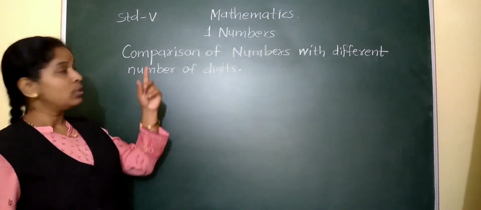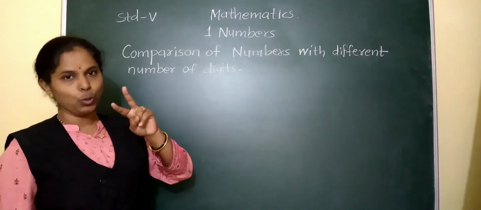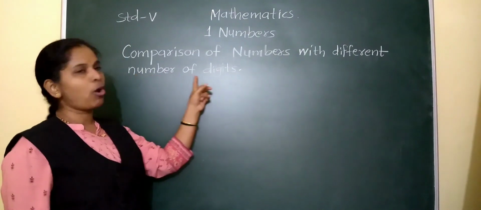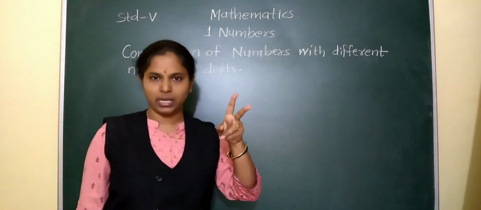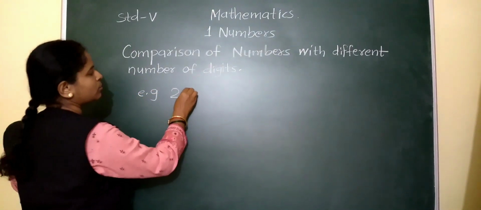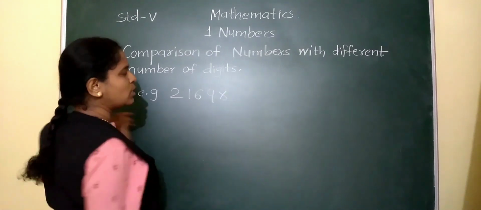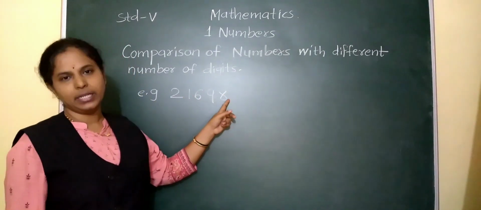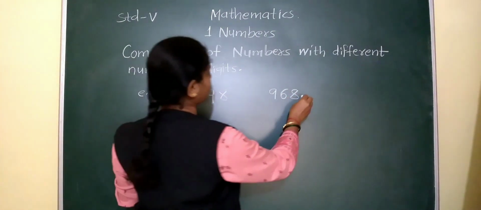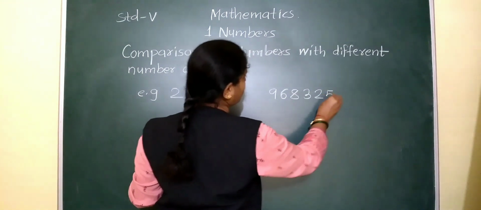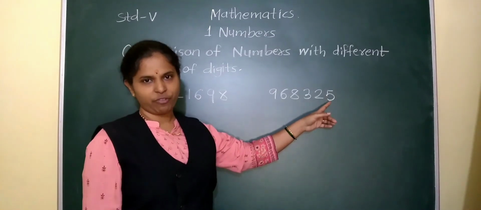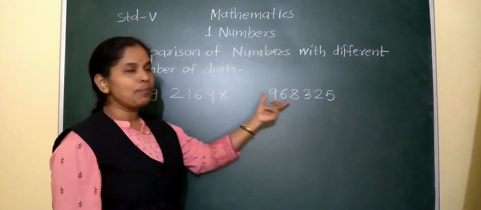See here, now how to compare the numbers? There are two methods. In that first one, comparison of numbers with different number of digits. Suppose two numbers are given. Okay, for example, see here. This is one number, 21,698, and the other number is 9,68,325. Now see here, how to compare the numbers?